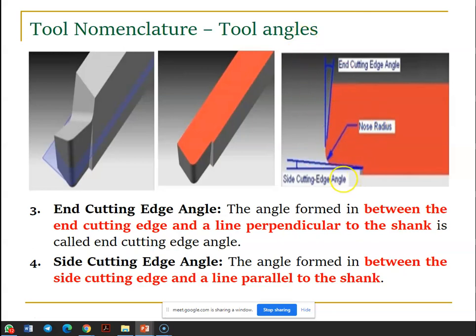Similarly, we have the side cutting edge angle. Side cutting edge angle: the angle formed between the side cutting edges. So these are side cutting edges, and the line parallel to the shank.